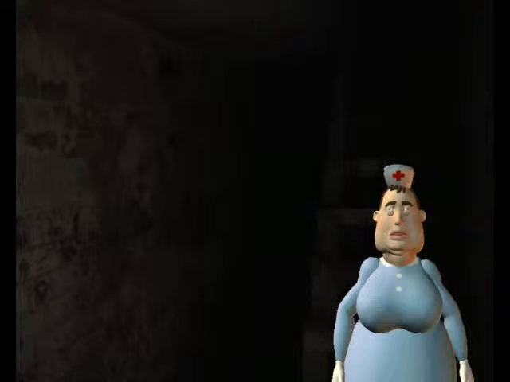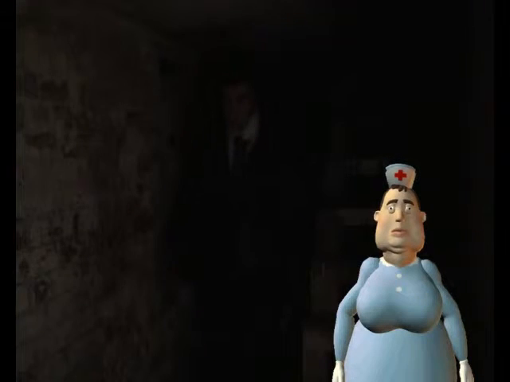There is a continuity error also, as in this shot of the antagonist walking, he has no bag, and then suddenly he has a bag.